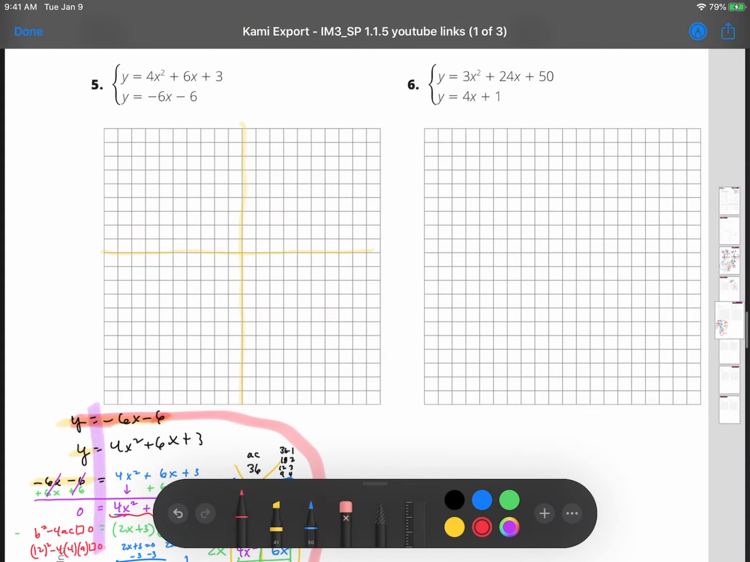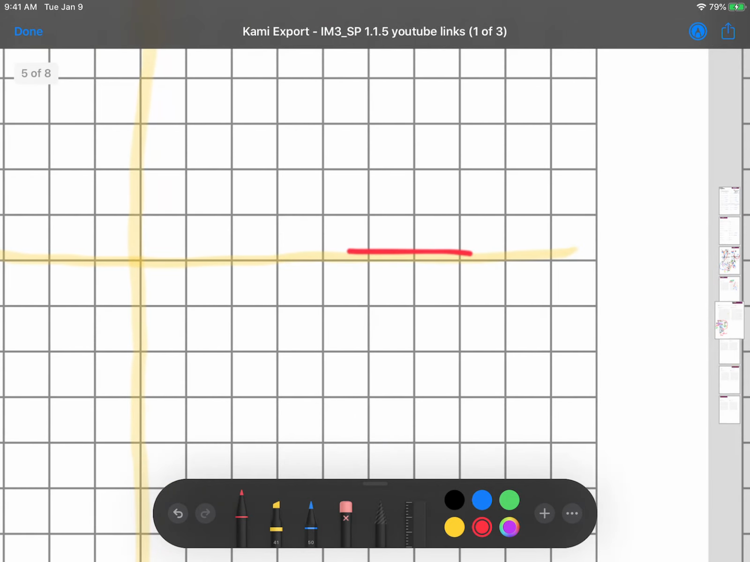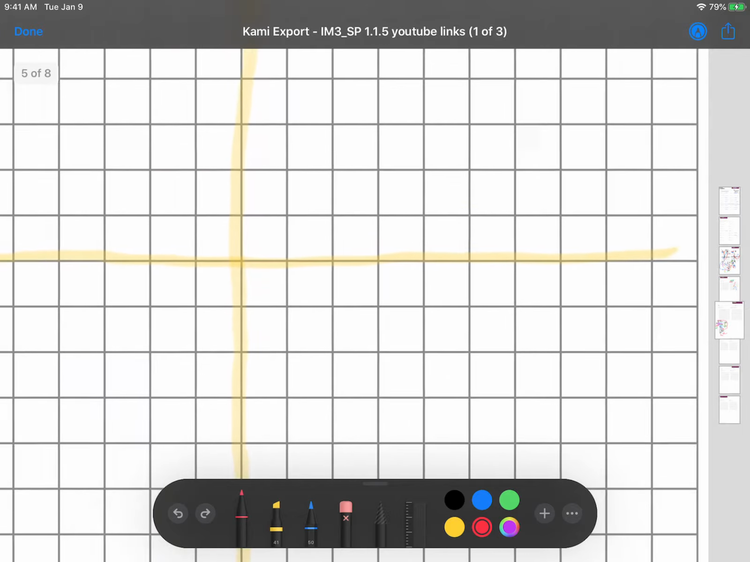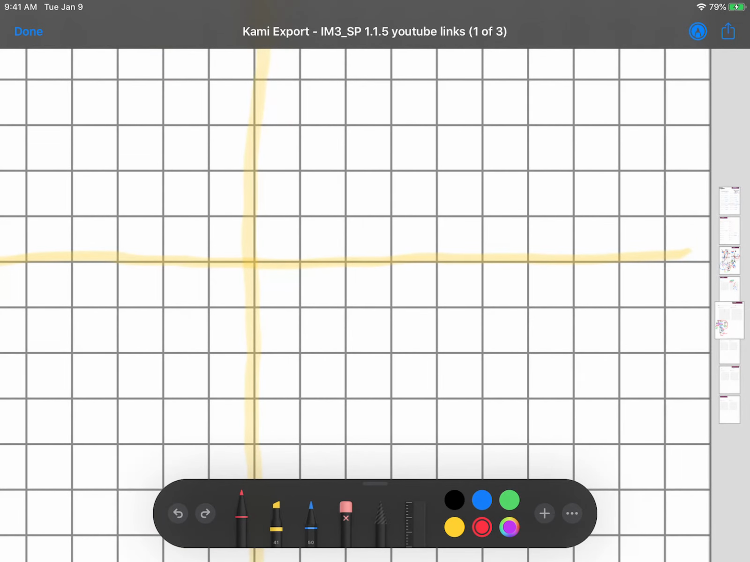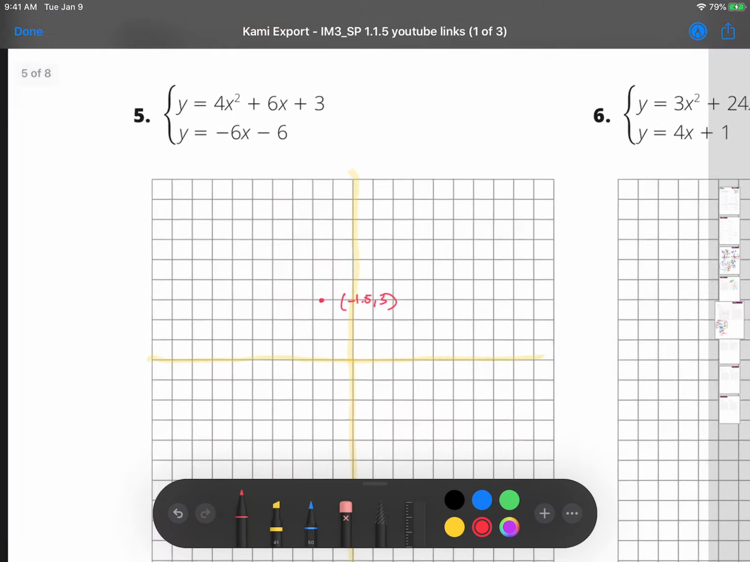Negative 1.5. Negative 1.5, up 3. There it is. Okay? Let's mark it. This is where the worlds will collide. Okay? Let's see.